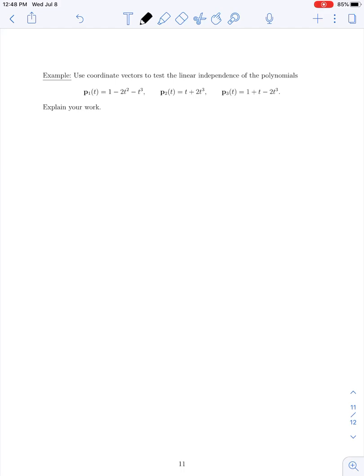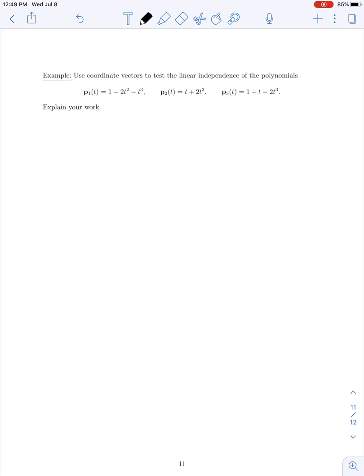So let's look at another one. In this next example, we have a set of 3 polynomials, and we're asked to use coordinate vectors to test the linear independence of these polynomials. So for linear independence of polynomials, well, it can be a little bit difficult to establish in the space of polynomials, but we know how to establish linear independence of vectors in Rn pretty easily.